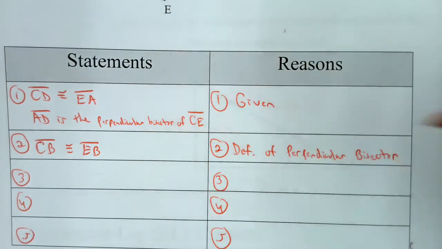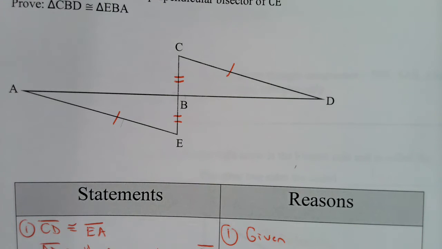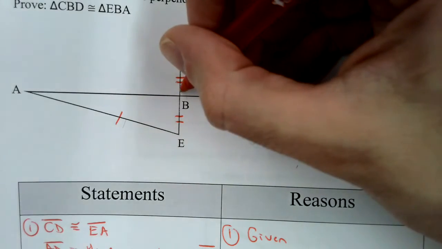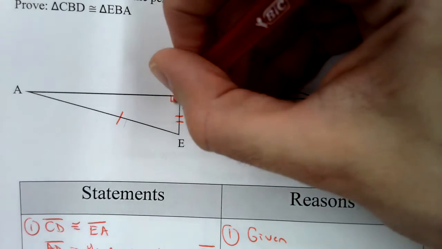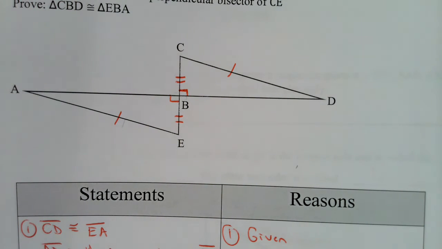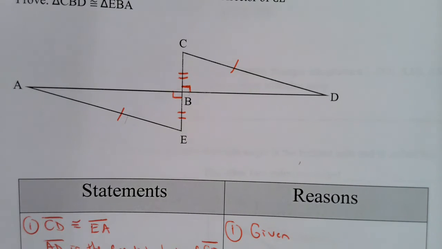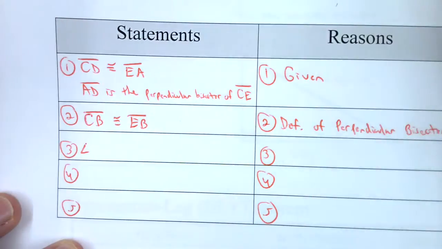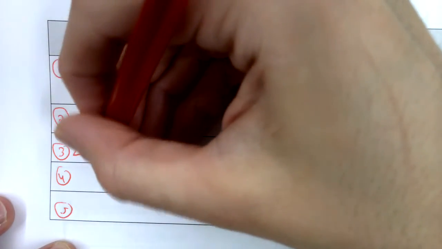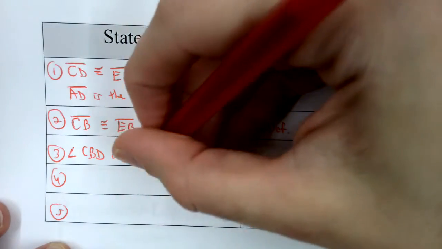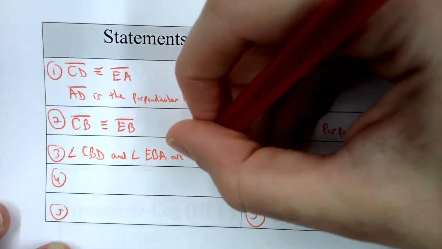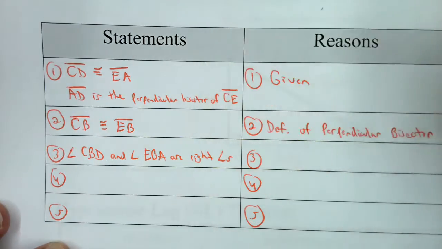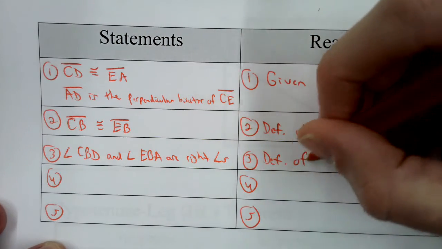Well, since AD is perpendicular to CE, it means we got right angles being formed. So I'm going to label that as a right angle, and I'll label that as a right angle, because they're perpendicular, so they form right angles. So for my next step, I'm going to say angle CBD and angle EBA are right angles. Again, I'm going to say definition of perpendicular.